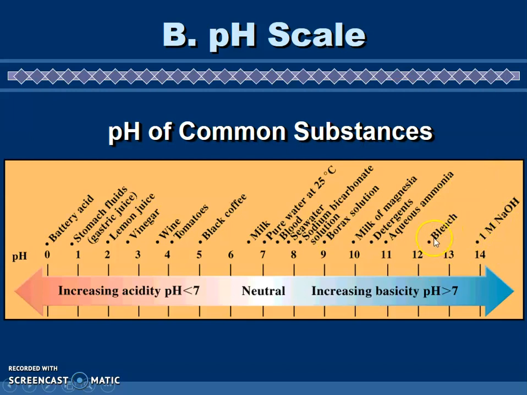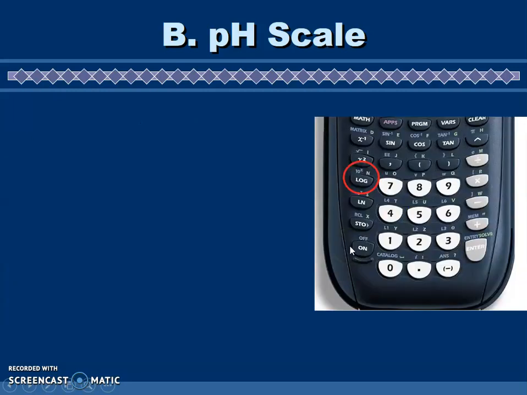Bleach is another household base that is pretty strong, with a pH of 12. Milk of magnesia is a base. That's what people take when they have upset tummies. And that is considered a weak base.